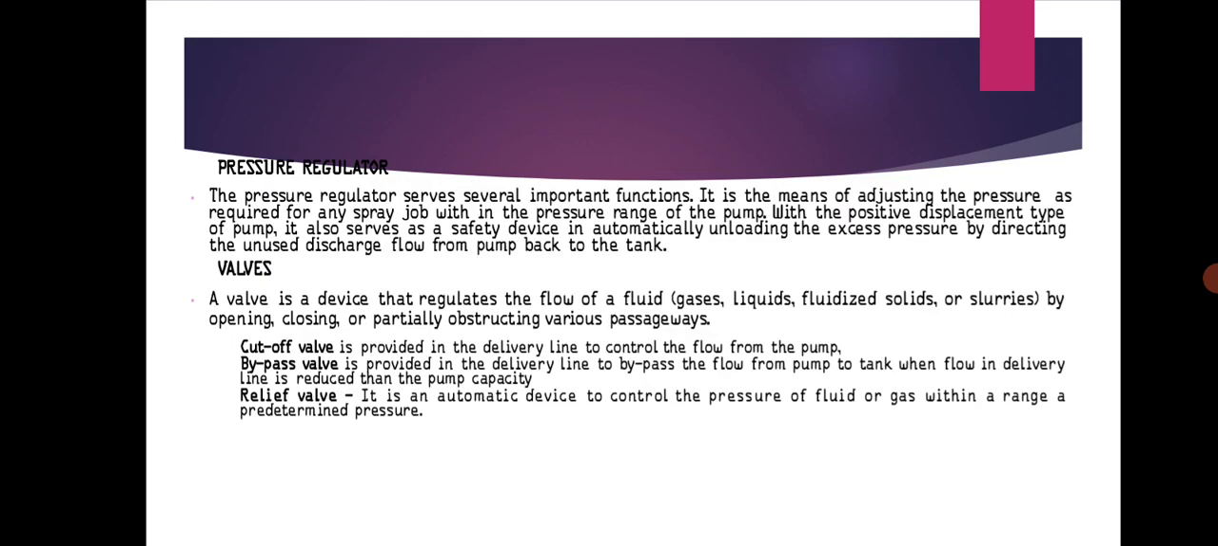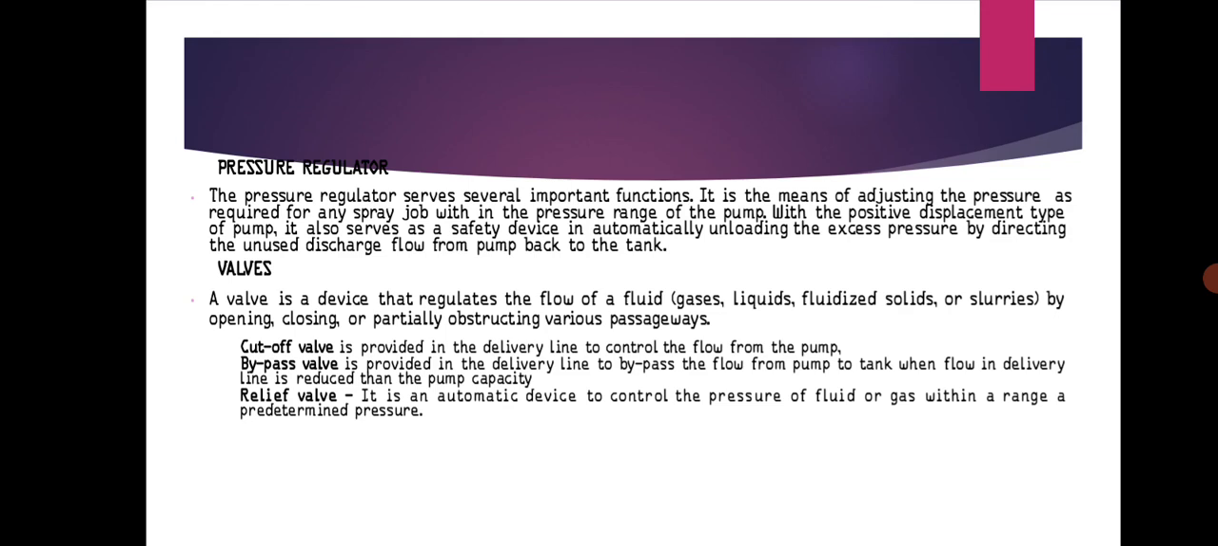Pressure regulator. The pressure regulator serves several important functions. It is the main means of adjusting the pressure as required for any spray job within the pressure range of the pump. With a positive displacement type of pump, it also serves as a safety device, automatically unloading the excess pressure by directing the unused discharge flow from the pump back to the tank.